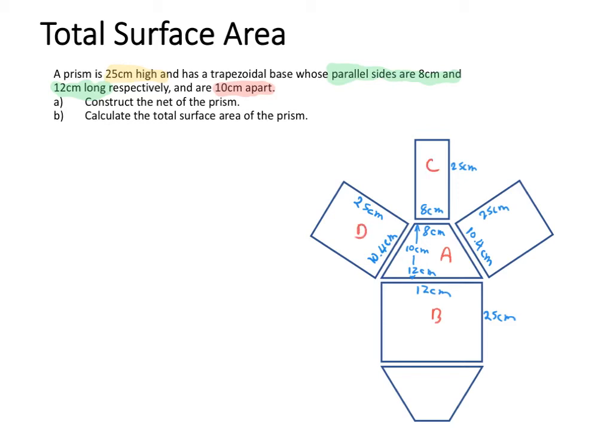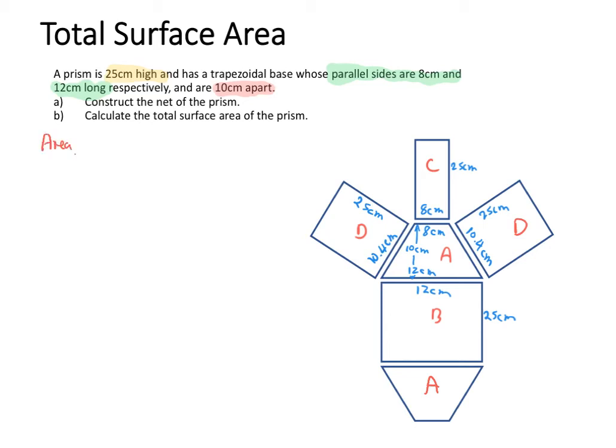Now I don't need to label my other two shapes because they are the same as the other shapes that have already been labeled. So my bottom trapezium is going to be the same as A, and my side rectangle is the same as D. So I don't need to perform separate calculations for those. I can use the calculations for A and D. So now I can go ahead and start doing each individual calculation.